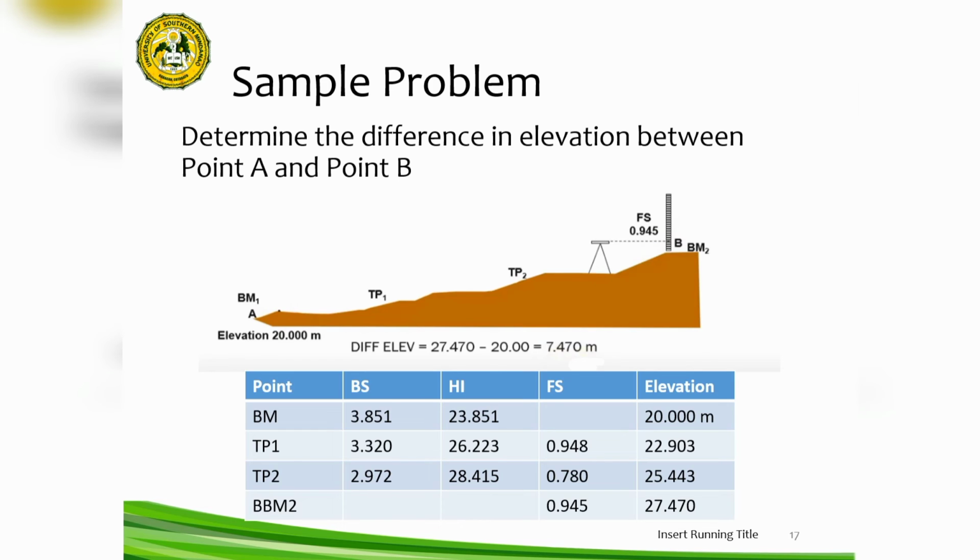So we will move our stage rod to point B, which will be our benchmark 2, and take a foresight reading of 0.945 and subtract it from the height of instrument. 28.415 minus 0.945 comes up with 27.470, which is the elevation of point B. So the difference in elevation between point A and point B is 7.470 meters. 27.470 minus 20 meters equals 7.470 meters. That's all.